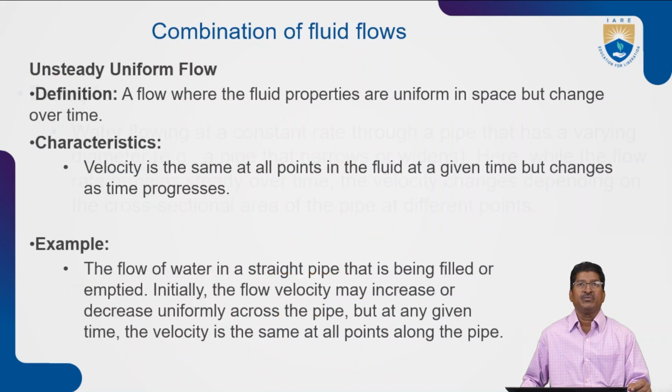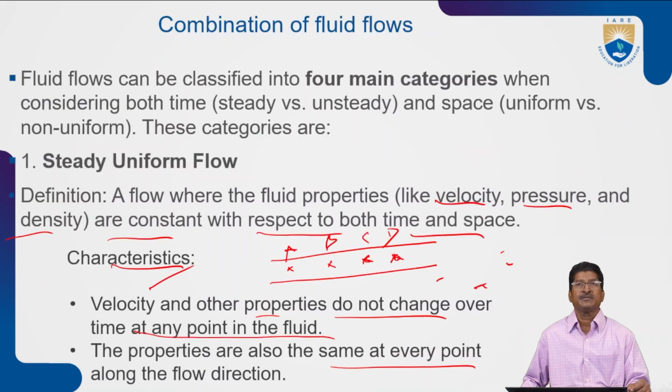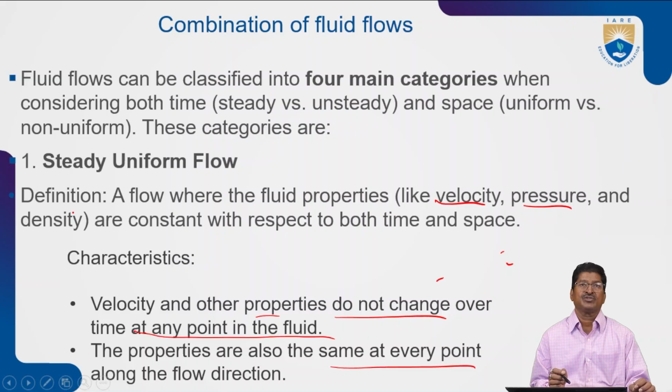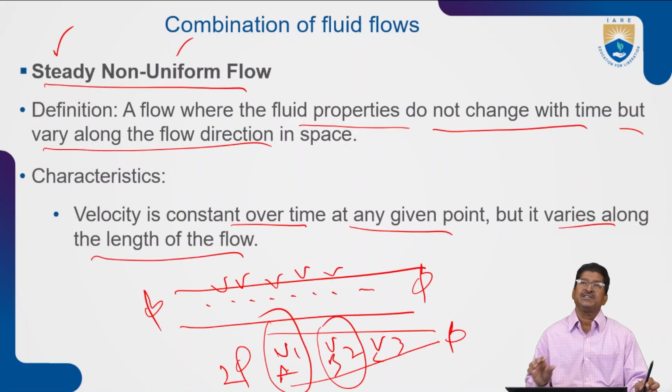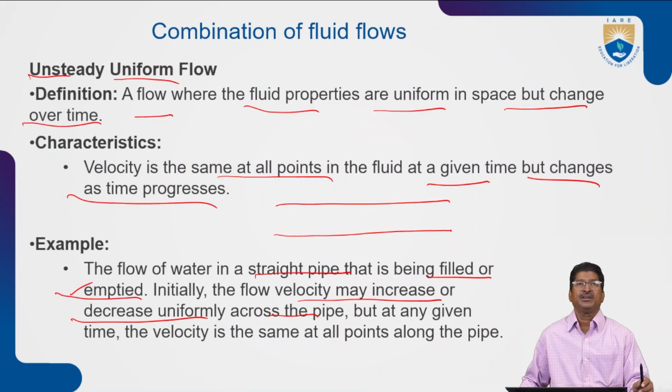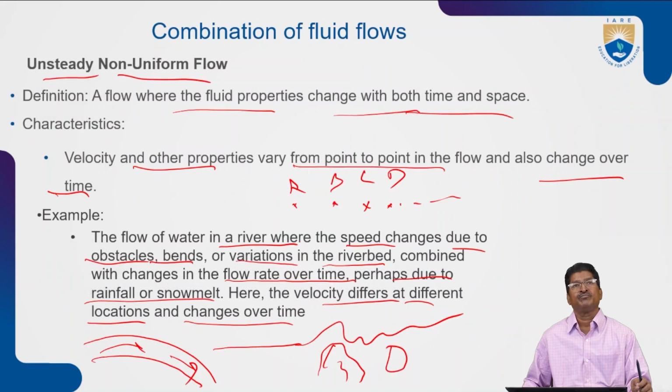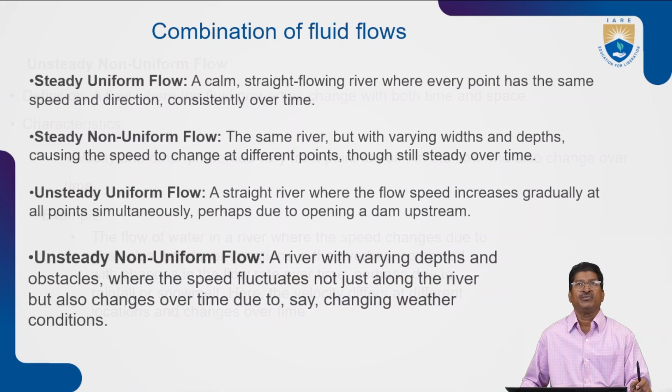Let us review once the combinations of flows. Steady uniform flow is one combination. That means the velocity and other properties are the same at any time and also at any location. That is the steady and uniform flow. And steady and non-uniform flow: velocity is the same at any point of time, but at different locations, velocity is not the same. Then unsteady uniform flow: velocity is changing with respect to time, but velocity at all different points is the same. Unsteady non-uniform: the velocity is changing with different points of time, and also changing with different locations of space. So that is the unsteady non-uniform flow.